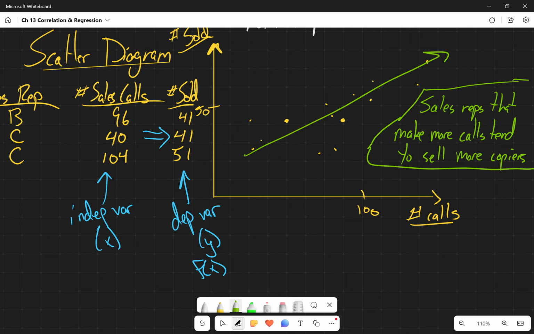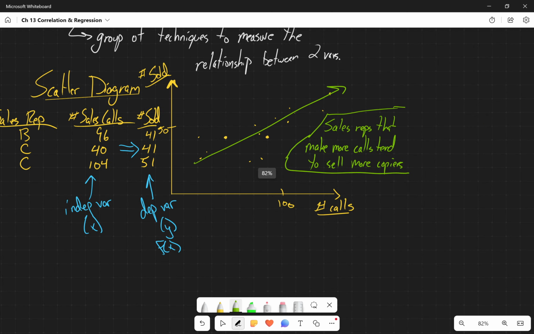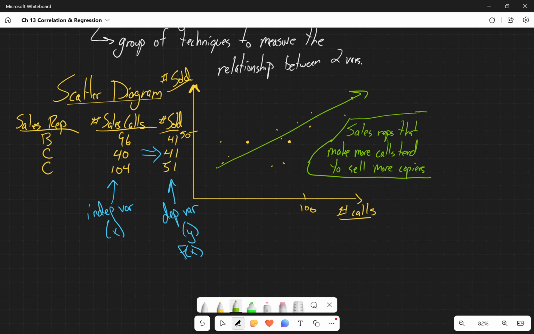So how do we put a number to this, right? This is how we look at it visually. This is the first technique that we have to measure the relationship between the two variables. It's a graphical technique. We're going to talk about our first numerical technique in a second, called the correlation coefficient.